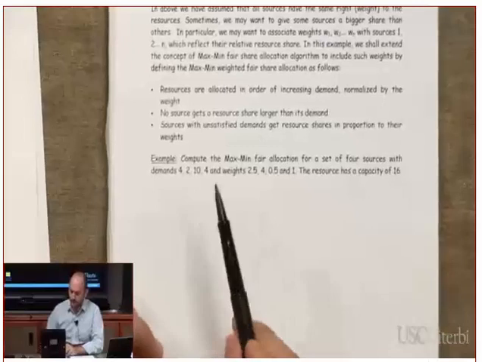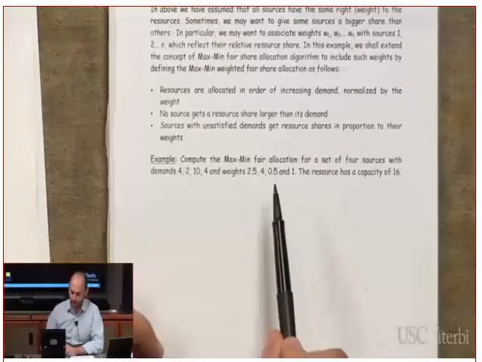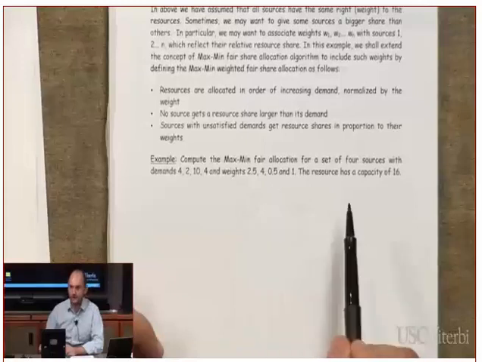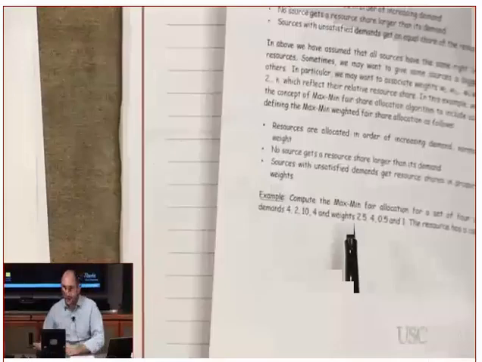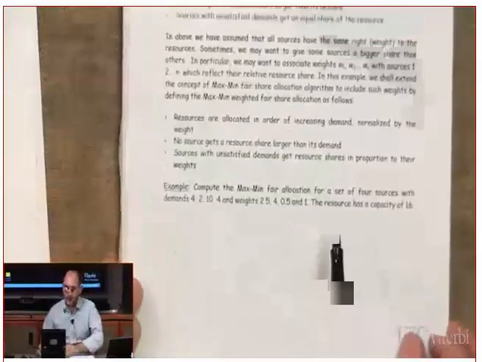So let's start writing things down. First of all, when we have weights, the first thing we need to do is normalize the weights so that the smallest becomes equal to 1, such that we can calculate easily.